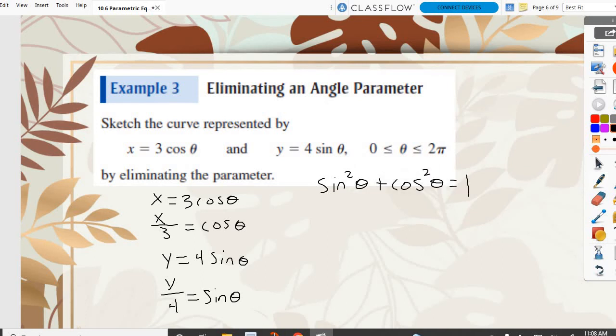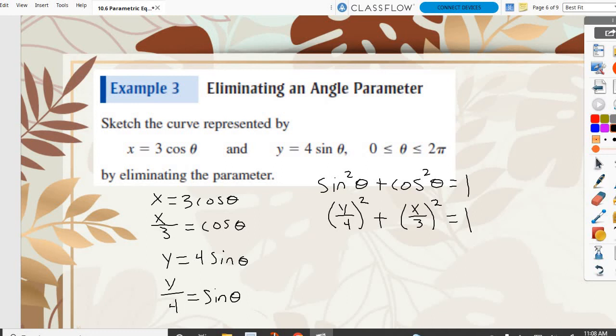Woo. I hate trig identities. Why can't things just be the things they are? So, do we know what sine is? Yes, it's y divided by 4, yes? So we can plug that in now and then just square it. Do we know what cosine is? Yeah. So we can plug in x divided by 3 and then just square it.